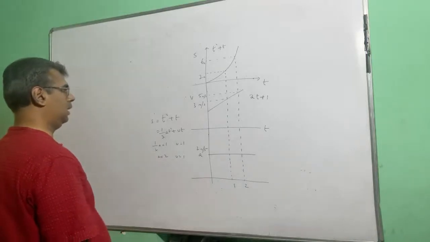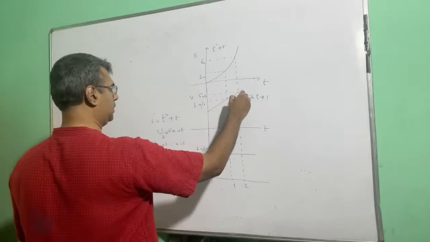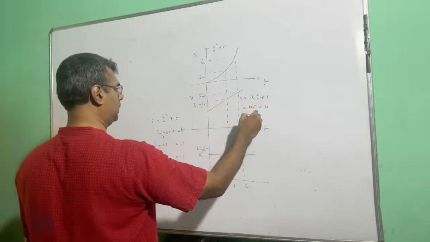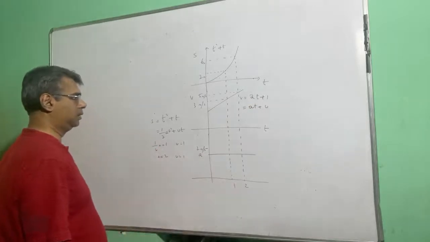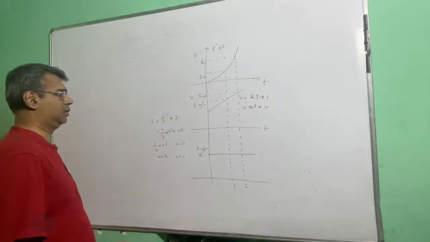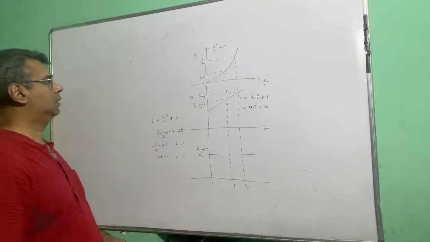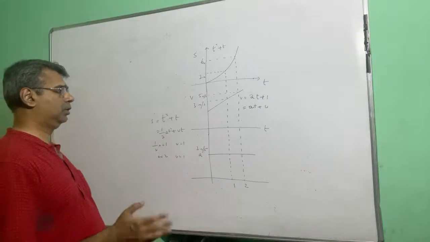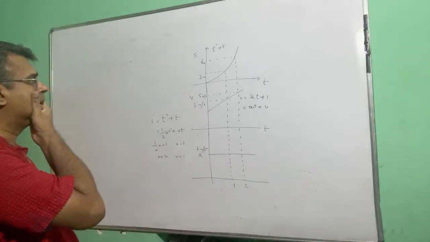Now, the velocity, you know that the formula is u plus at, so it will be 2t plus 1, and acceleration is 2, so it is uniform acceleration. So these are the displacement time, velocity time, acceleration time graphs for the homework question which was given last week.